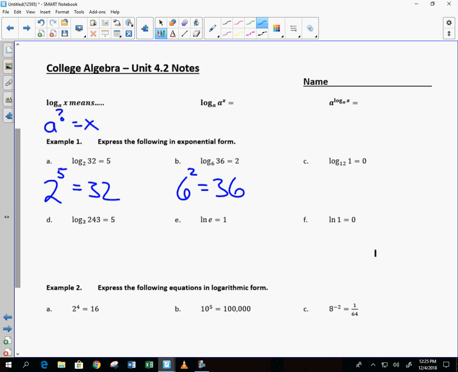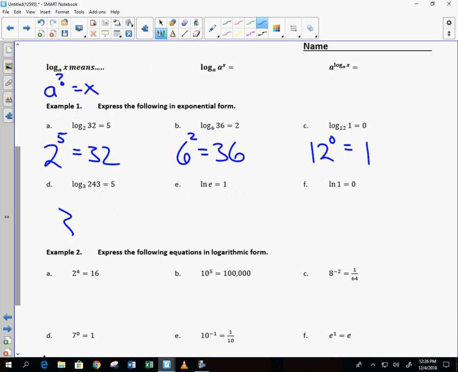How about the next one? 12 to the 0 is equal to 1. Next one, we would have 3 to the 5th is equal to 243. The most common bases that are used are base 10 and base e. So if you see log of x, that's the same thing as log base 10 of x.